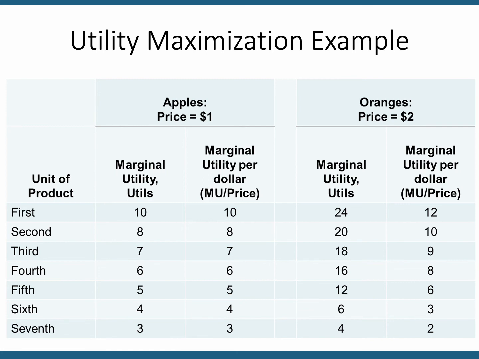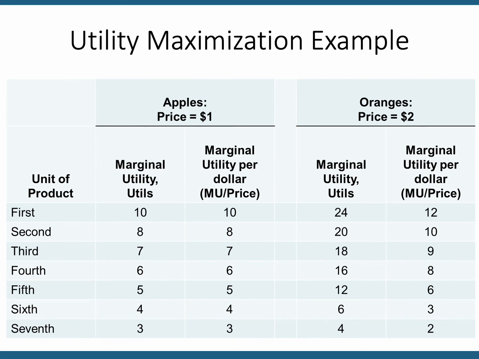The marginal utility per dollar, the first unit represents 24 utils of extra satisfaction going from 0 to 1, but it's $2, so that's 12 utils per dollar. The second unit has a marginal utility of 20 utils, but it's $2 per unit, so that's 10 utils per dollar. So the utils per dollar columns are the ones we base our decisions on. The marginal utility column tells you how much utility is actually gained if those units are to be consumed.